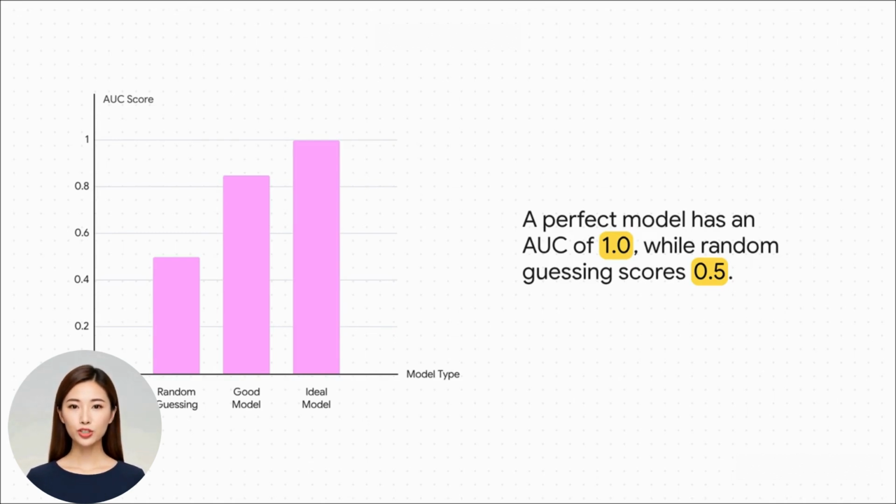That perfect model we talked about, the one that hugs the corner, it has an AUC of 1.0. At the complete other end of the spectrum, a model that's no better than a coin flip will just be a diagonal line, giving it an AUC of 0.5. Most of our real-world models will land somewhere in between.